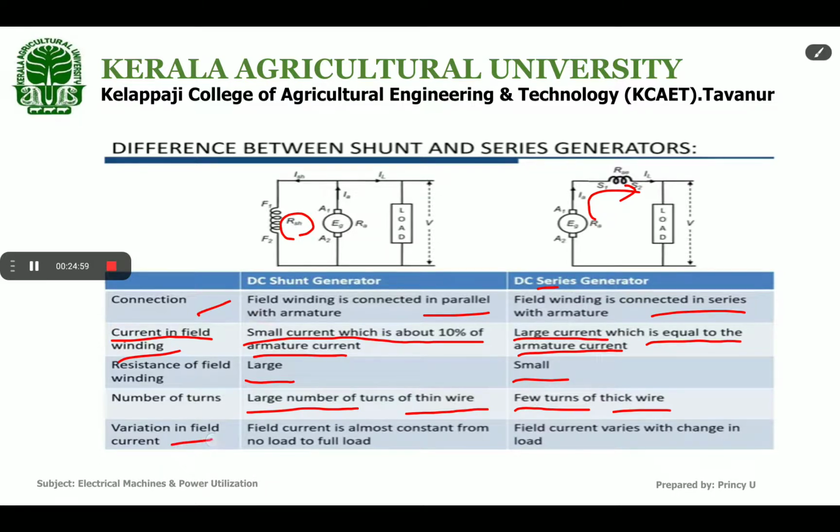Okay, and the variation in field current is almost constant from no load to full load in a shunt generator. Field current ISH എന്ന് പറയുന്നത് ഒരു constant value ആയിരിക്കും. But in a series generator, field current varies with change in load ആയിരിക്കും. അപ്പോൾ ഒരു constant field current ഉണ്ടായിരിക്കുക shunt field winding ആണ്, and series field winding variable current ആണ് ഉണ്ടാവുക.